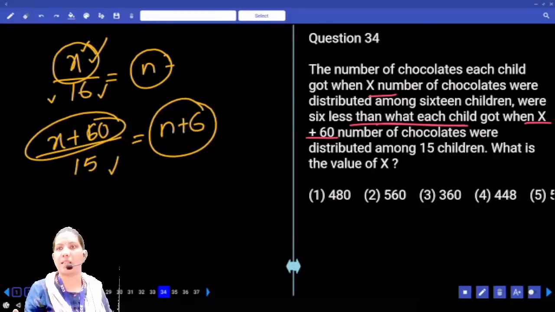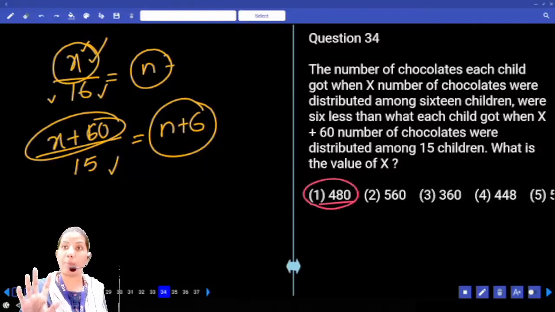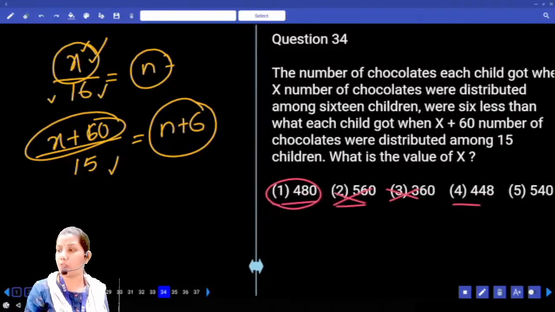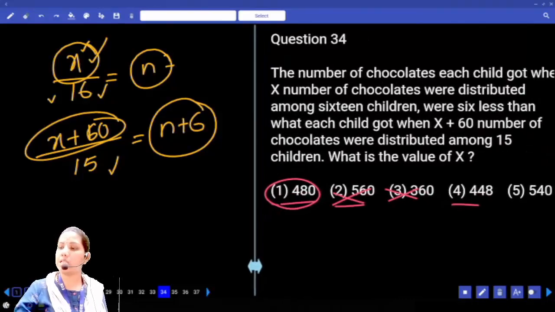How many options are there? Let me check. 480, is it divisible by 16? Maybe the first option. Okay. 560, is it divisible by 16? No. 360 is not divisible by 16. 448 is also divisible by 16. What is the fifth option? 540 is also not divisible by 16.